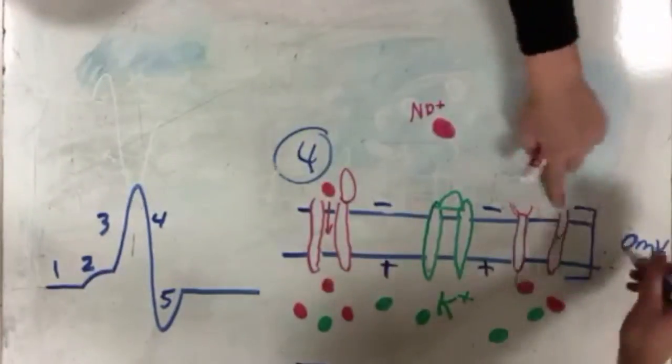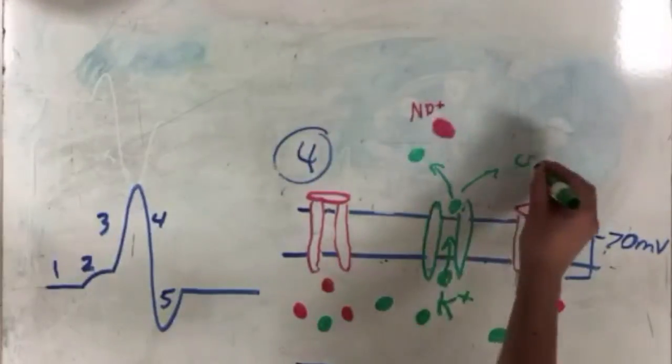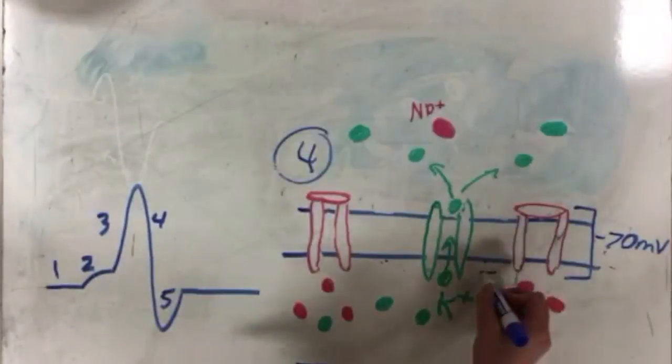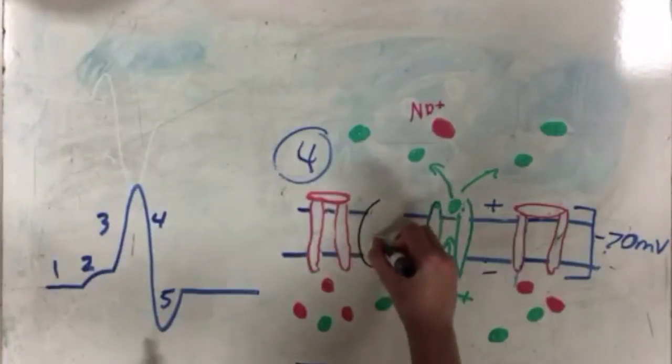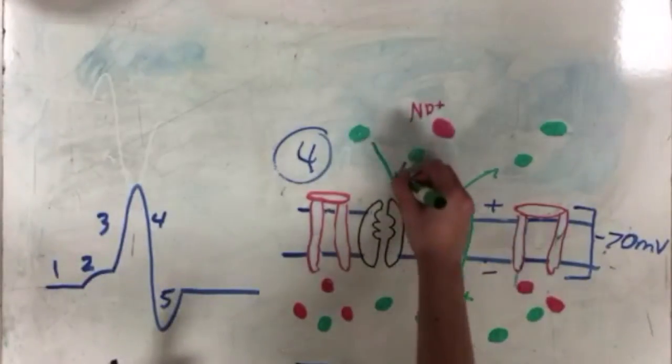During step 4, many of the sodium ion channels begin to deactivate as a process called repolarization occurs. Potassium ion channels then open, allowing for potassium ions to flow out of the cell. The membrane potential steadily decreases and is kept around negative 70 millijoules through the use of sodium-potassium pumps.